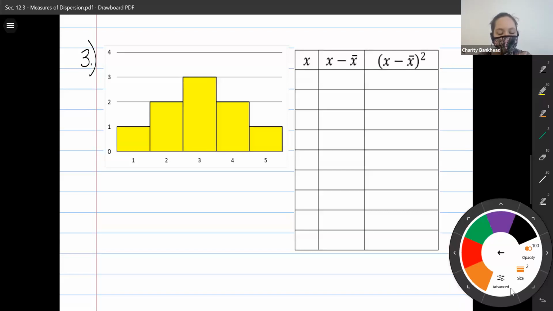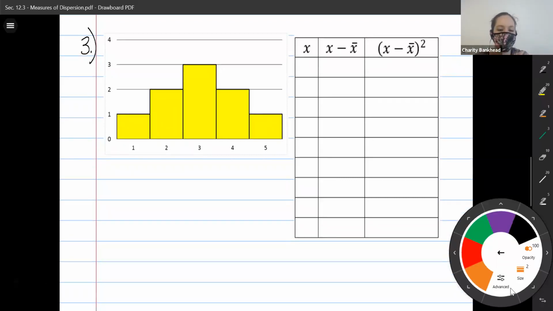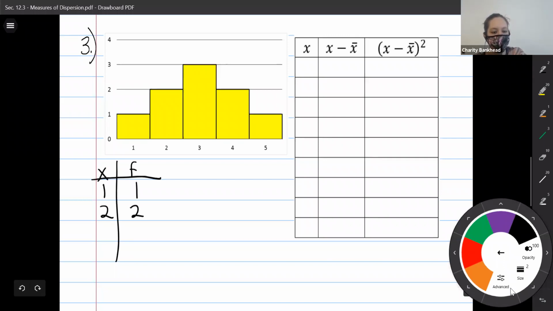Okay, so in this case, we have a histogram. We should probably make, I didn't put in a column for frequency, but we can do this using the frequency to make it a little bit easier. So let me just write a new table over here with the frequency. All right, so we have 1 1, we have 2 2s, we have 3 3s, we have 2 4s, and we have 1 5.